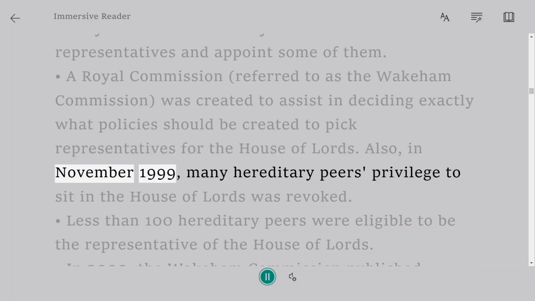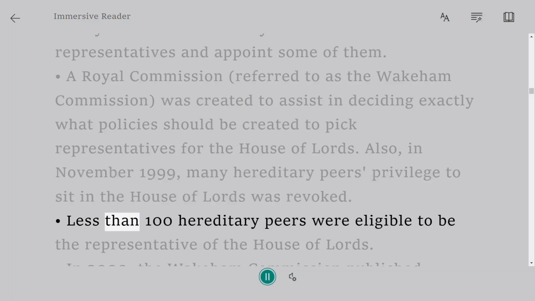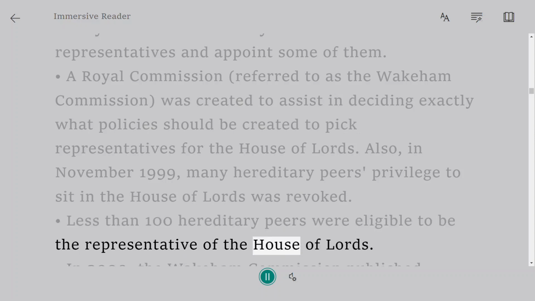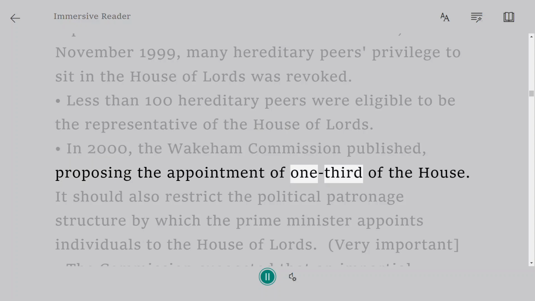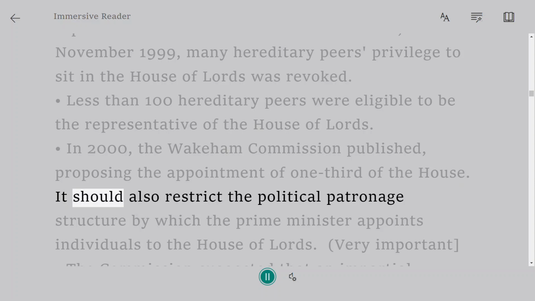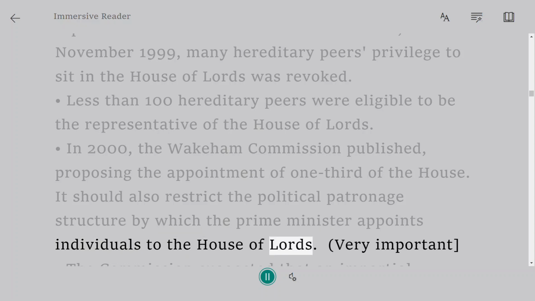Also, in November 1999, many hereditary peers' privilege to sit in the House of Lords was revoked. Less than 100 hereditary peers were eligible to be the representative of the House of Lords. In 2000, the Wakeham Commission published, proposing the appointment of one-third of the House. It should also restrict the political patronage structure by which the Prime Minister appoints individuals to the House of Lords.